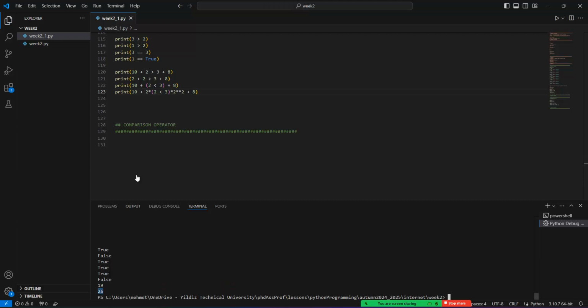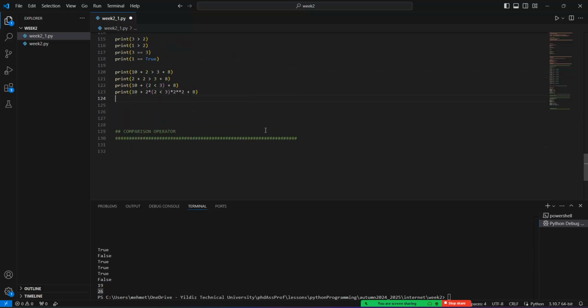See? 26. Because in each case this code is analyzed from the right-hand side to the left. Okay, this is a simple rule about the arithmetic operators and the comparison ones.